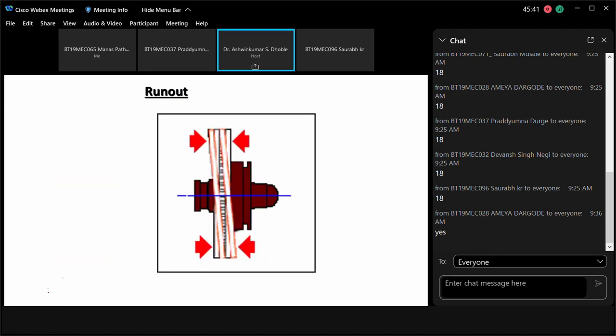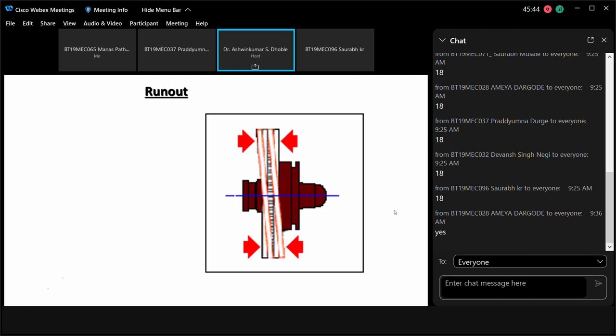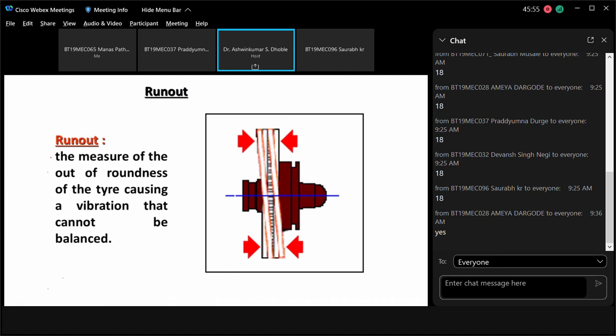Just a minute. सर ये जो है, ये आपने टायर लगा दिया है, तो ये थोड़ा सा प्लेन से आउट है, ये देखिए थोड़ा सा टेढ़ा है नॉर्मल से. So what it says, runout: the measure of the out of roundness of the tire causing a vibration that cannot be balanced. You have to make it true. That is basically the runout. ये जो साइड मूवमेंट हो रही है, तो कैसे करेंगे इसको.